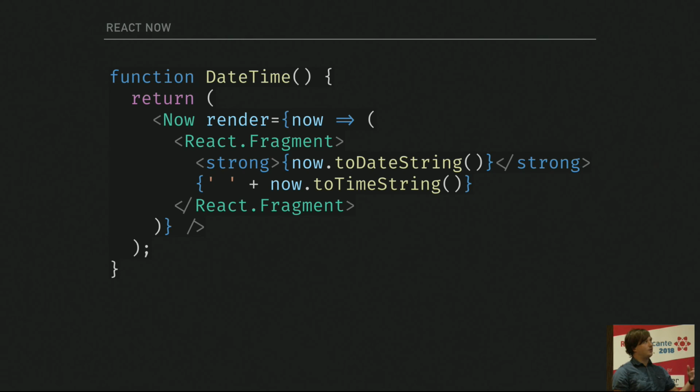So I've used React.fragment because we've got these two parts of this React component. We've got the strong tag and the actual current time. And then I render exactly the JSX that I would want to render. And I don't need to think here about updating the time every 100 milliseconds or any of that stuff. That's all handled by the now component.